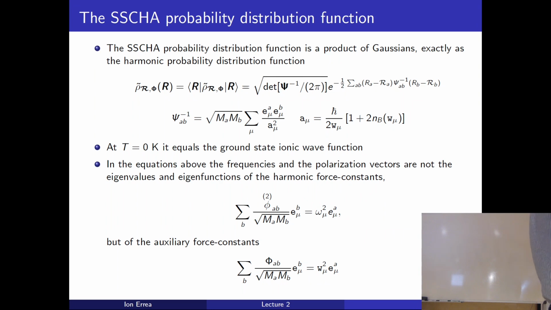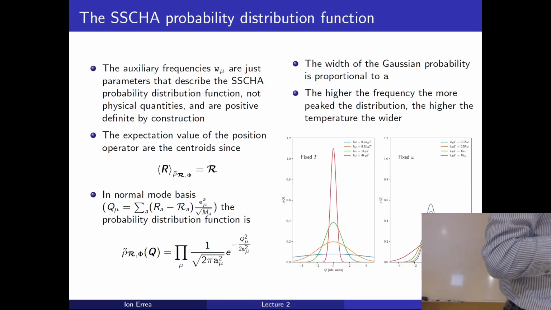As I said here, these polarization vectors and frequencies are not the harmonic ones; they are those that diagonalize our auxiliary force constants. So we have an analogous diagonalization equation with our auxiliary force constant. They define some auxiliary phonon frequency. In principle, these polarization vectors and frequencies just determine this term in the Gaussian. That's all for the moment. These are auxiliary phonons, if you want, phonon frequencies, that help us in this minimization process. They just define the probability distribution function. That's all for the moment.